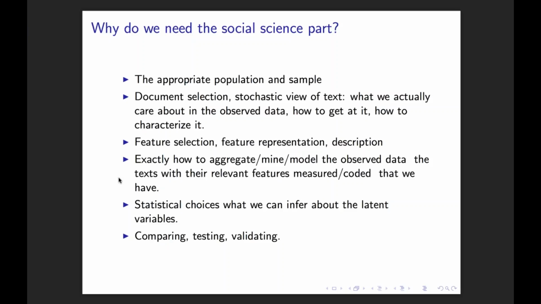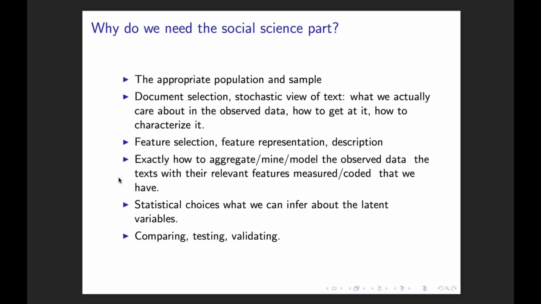In terms of thinking about feature selection or feature representation, oftentimes our theoretical models are the places that tell us what's important in terms of looking at the text itself. So when you go to exactly how to aggregate or to mine or to model the observed data that we have, we really need to be able to marry those choices with some sort of theoretically driven data generating process that we have in our mind. And so it's the combination of strong theory and computational approaches that really leads to good, high quality social science research at the end of the day.